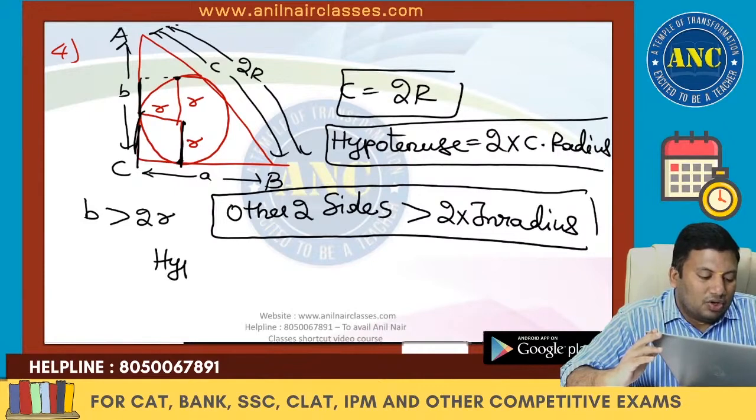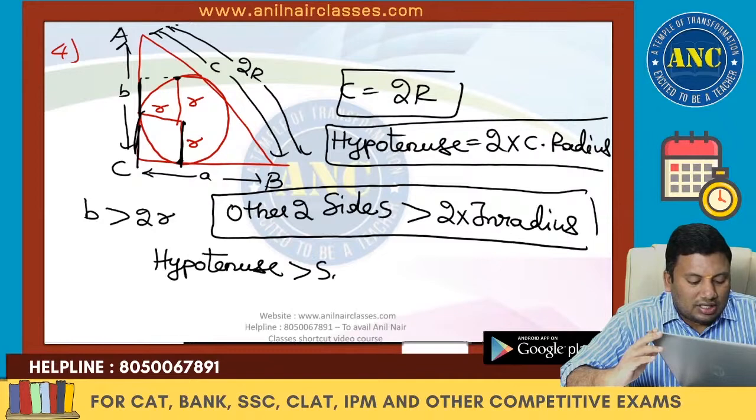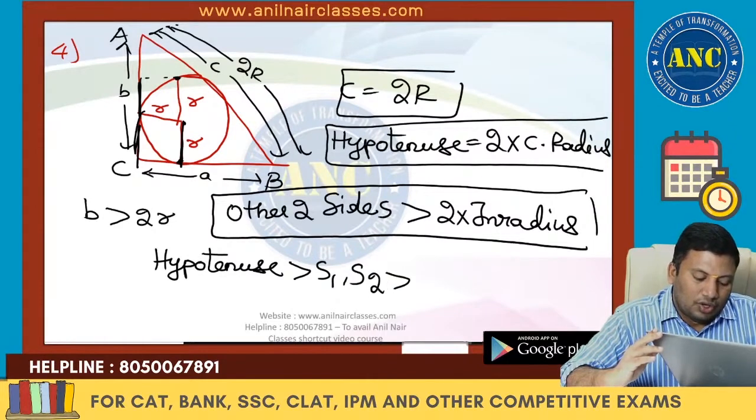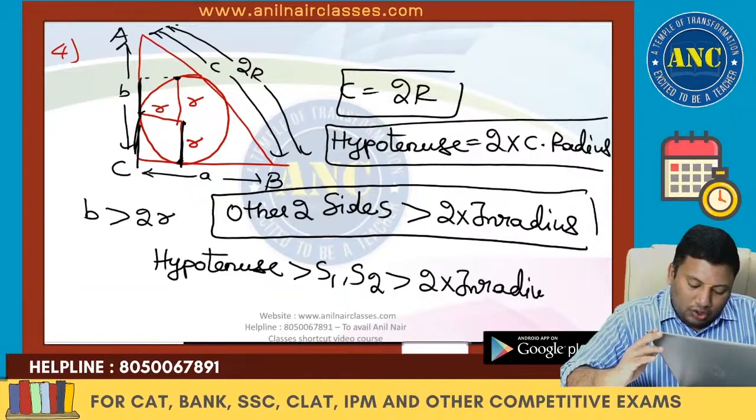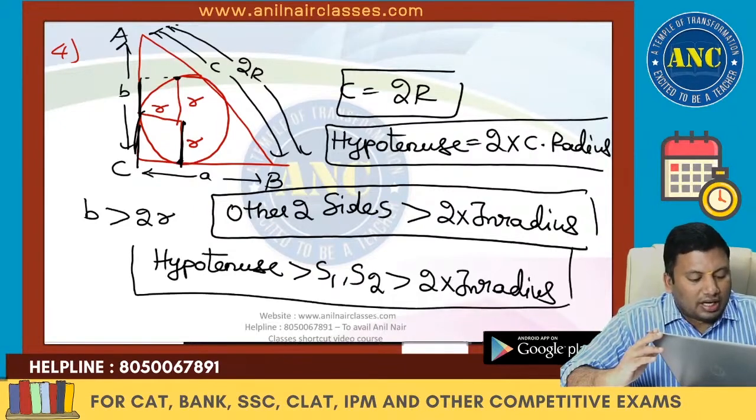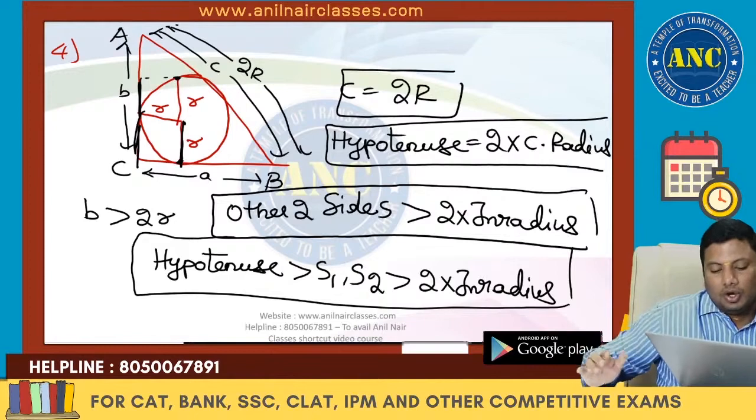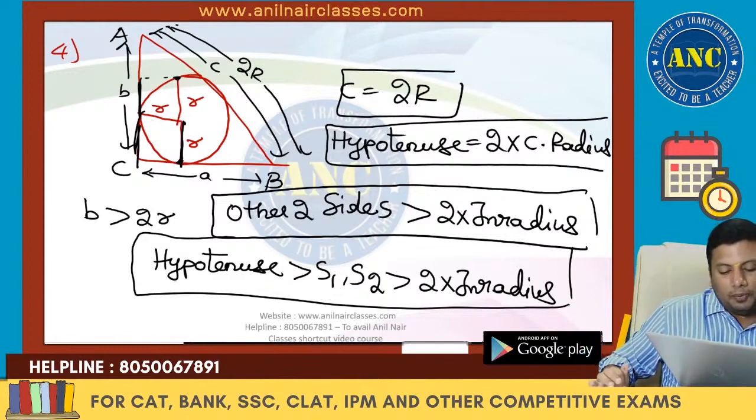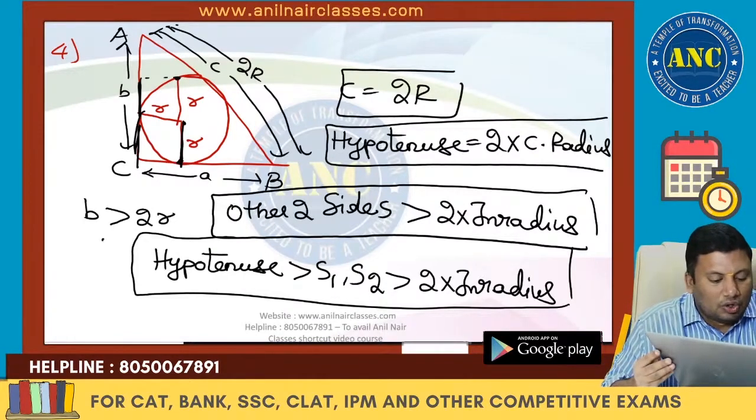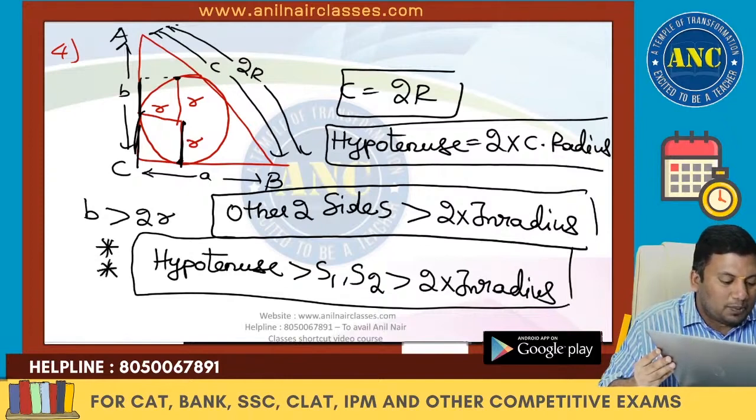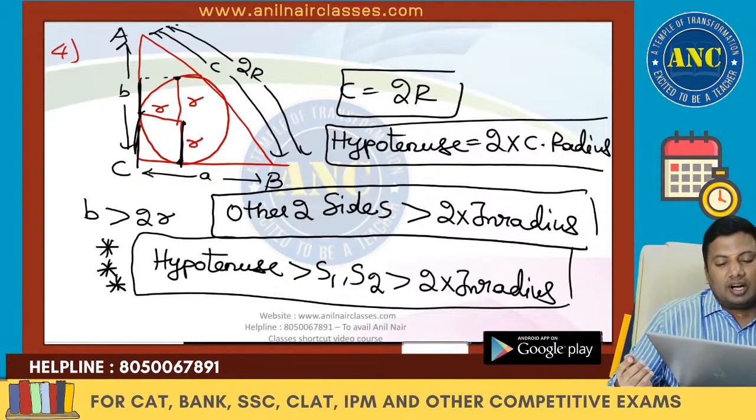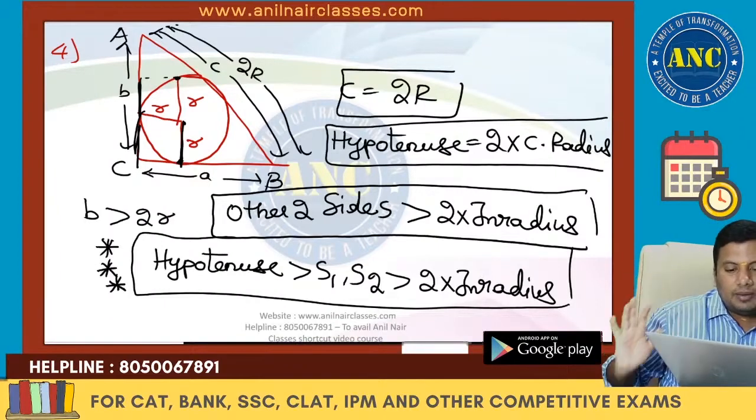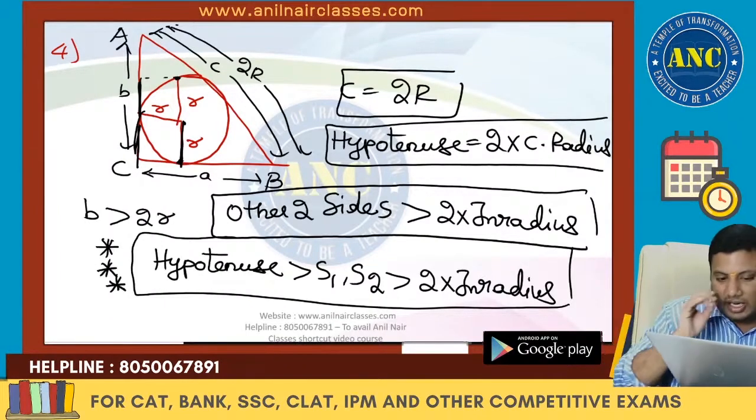Anyway, hypotenuse will be greater than the other two sides. So hypotenuse is greater than s1, s2, and s1 and s2 are always greater than 2 into inradius. Any two sides are always greater than 2 into inradius, and the hypotenuse is always greater than 2 into inradius. This helps us in eliminating the answer options. When a question comes, I will discuss inradius and circumradius.